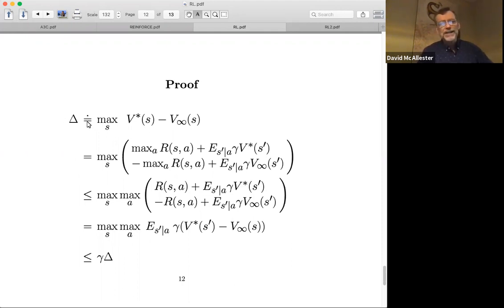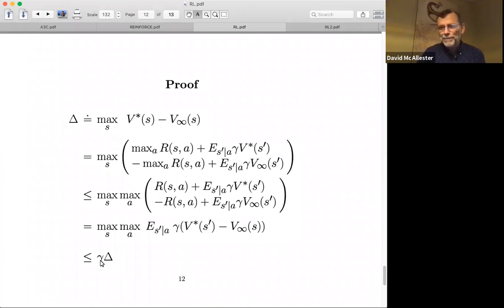I didn't emphasize that I've defined delta to be the maximum difference over all states. So when I say this is non-zero, I'm defining delta to be the largest possible value it could be. And what I get through this argument is that this delta must be less than or equal to gamma times that delta, because this has pushed the difference into the future. And the only way that delta can be less than or equal to gamma times delta is if delta is 0.